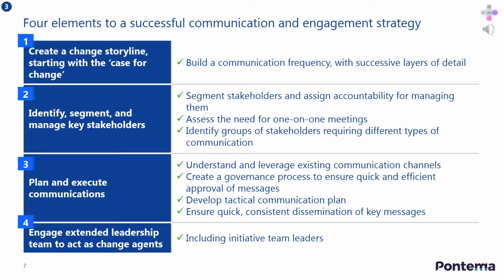There are 4 elements to a successful communication and engagement strategy. Firstly, create a change storyline, starting with the case for change. Secondly, identify, segment and manage key stakeholders and influence them to become change advocates. Thirdly, plan and execute communications in a timely, efficient, consistent manner. And fourthly, engage with the extended leadership team to act as change agents and secure program buy-in deeper in the organization. Let's now look at these 4 elements in more detail.